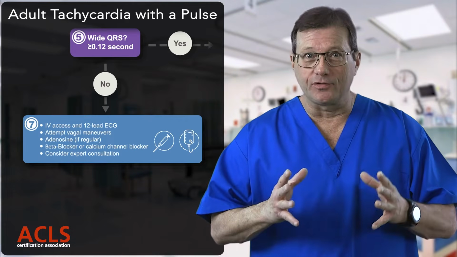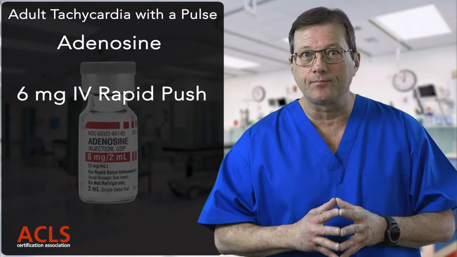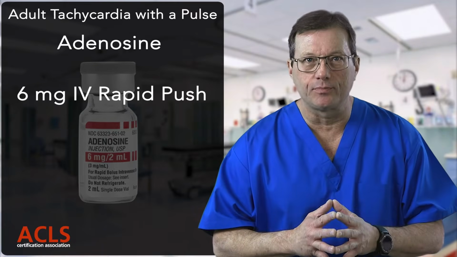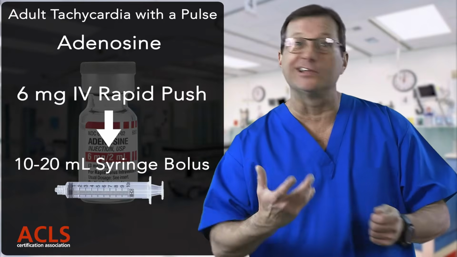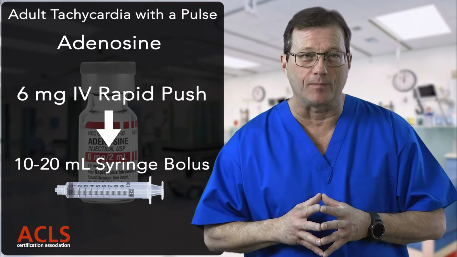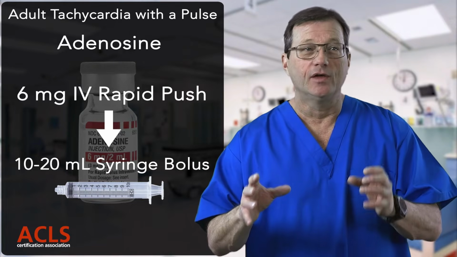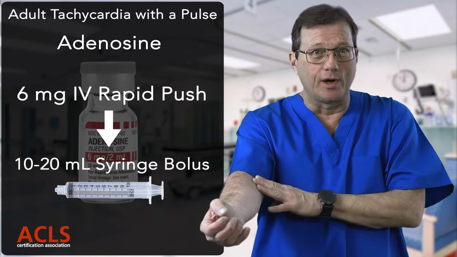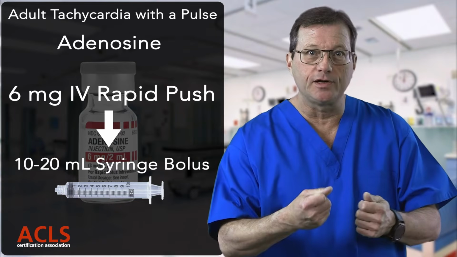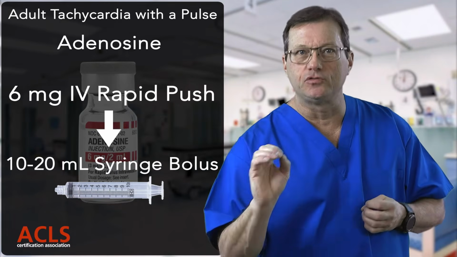Now, if that doesn't work, our first choice is adenosine for medication administration. 6 milligrams of adenosine, IV, rapid push, followed by a 10 or 20 ml syringe bolus of saline to help push that drug to the heart. Adenosine starts to wear off the instant it hits the blood vessel. So the object is to get a proximal IV, say 18-20 in the AC, push the adenosine in quickly, then follow that with a syringe bolus and push that drug to the heart as quickly as you can.